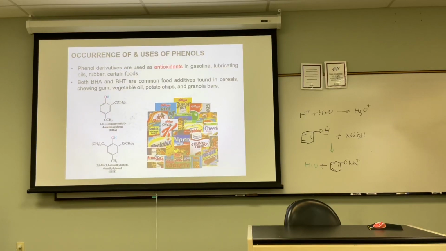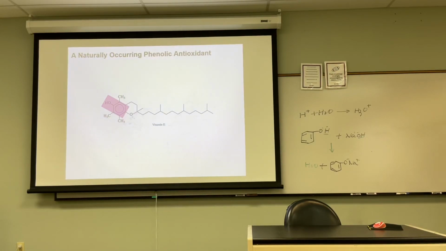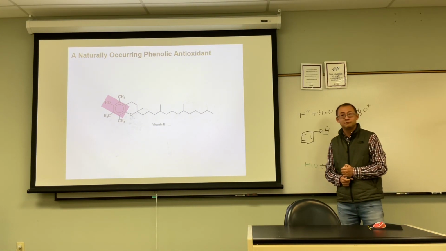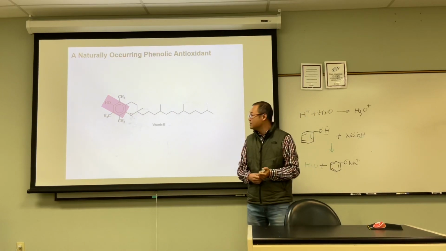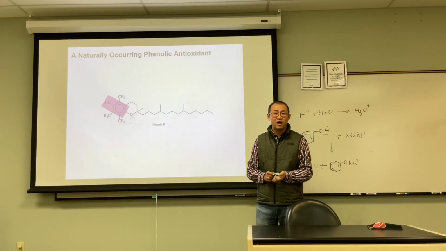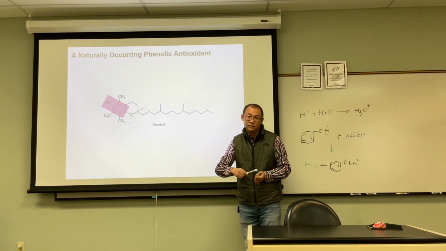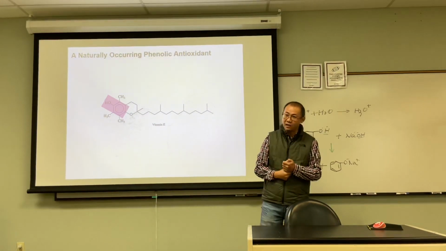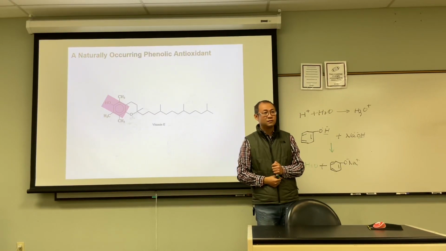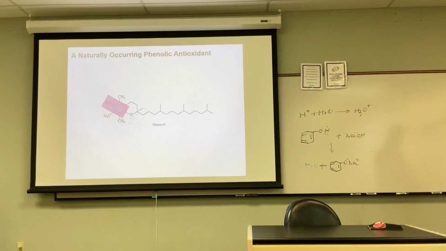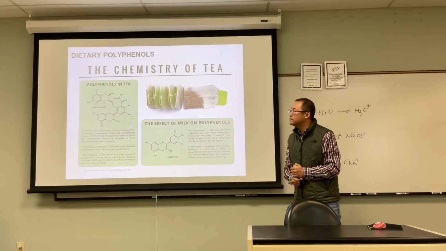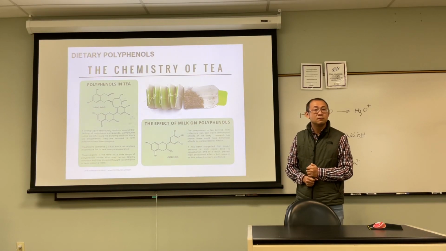Not only as additives, our body has phenol as antioxidant too. I don't know, have you guys read articles or stories? Vitamin E is a very good antioxidant. We have those, and we take those. And this is the structure of vitamin E. It has a phenol. It's a natural antioxidant. And besides that, if you guys drink tea, tea is a very good source of a lot of polyphenols.